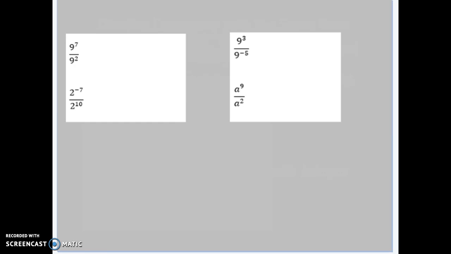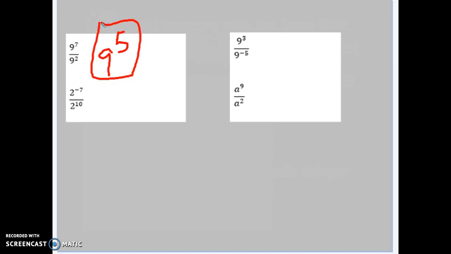So what we're going to do is look at several different examples. Sometimes our exponents are going to be positive, sometimes they're going to be negative, so we really have to pay attention to that. And then always ask yourself, is the base the same? So first example, 9 to the 7th power divided by 9 squared. Both bases are 9. So then we're going to do 7 minus 2, which is 5. The base stays, so our answer is 9 to the 5th power.